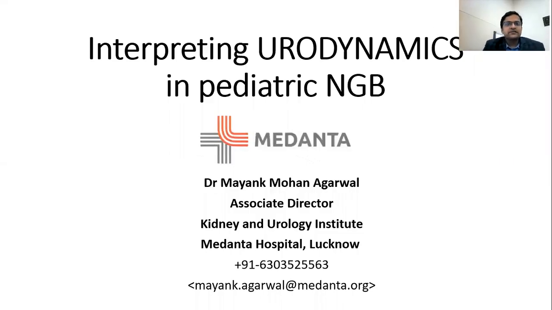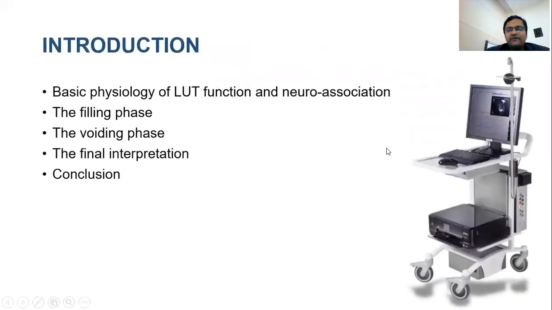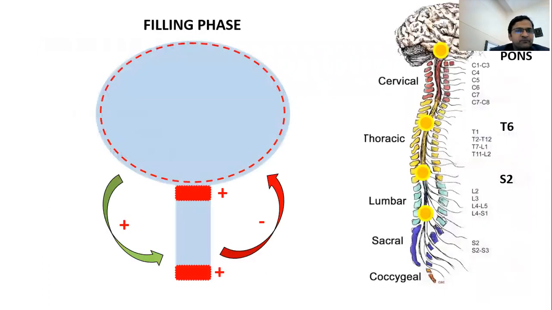So my today's topic is interpreting urodynamics in pediatric neurogenic bladder patients. I'm going to extend it for functional disorders patients also, which are closely mimicking neurogenic bladder. So I will be briefly discussing the basic physiology of lower urinary tract function and its neuro association, and then we'll be taking you through the assessment of filling and voiding phase, the final interpretation before concluding.